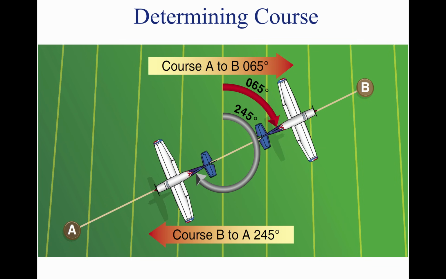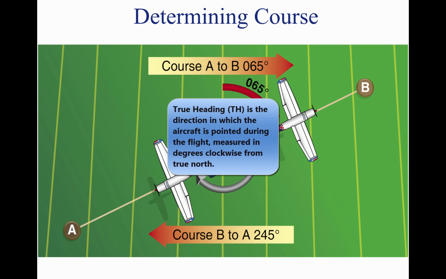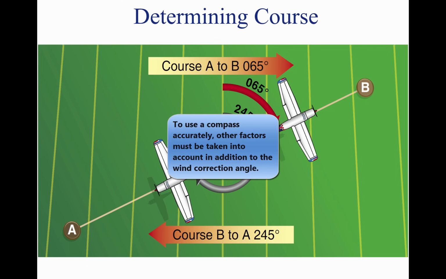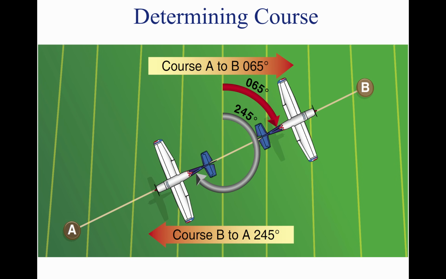The true heading, TH, is the direction in which the nose of the aircraft points during a flight when measured in degrees clockwise from true north. Usually, it is necessary to head the aircraft in a direction slightly different from the true course to offset the effect of wind. Consequently, the numerical value of the true heading may not correspond with that of the true course. To use a compass accurately, however, corrections must be made for magnetic variation and compass deviation.